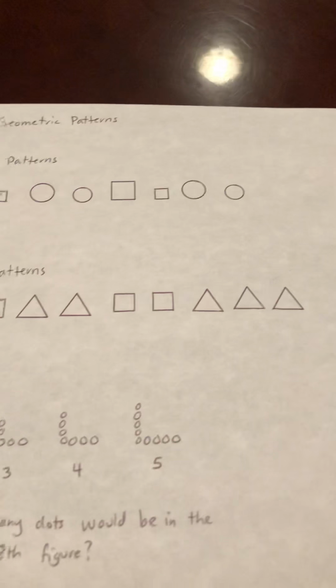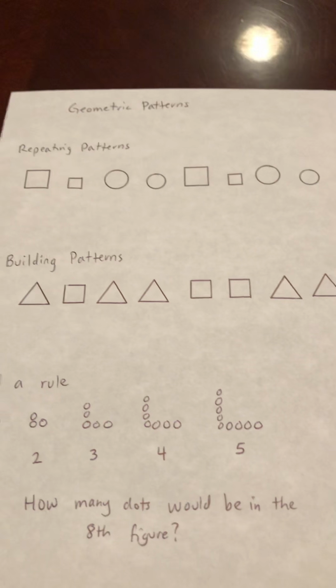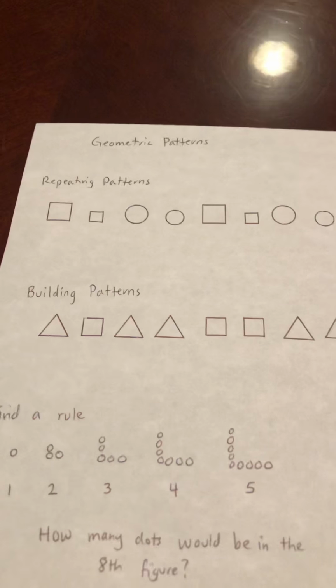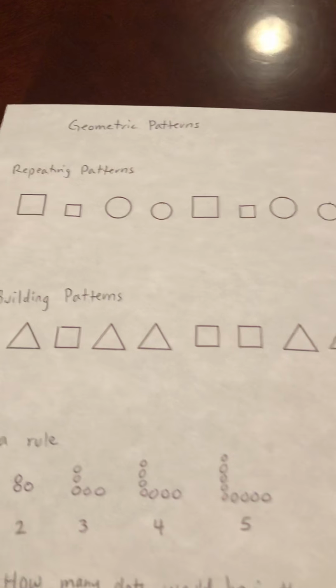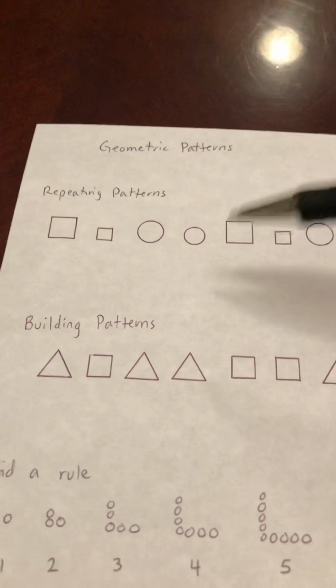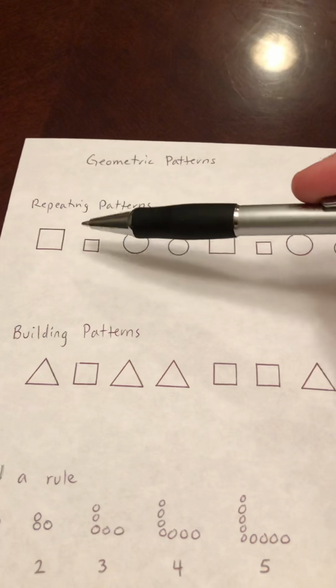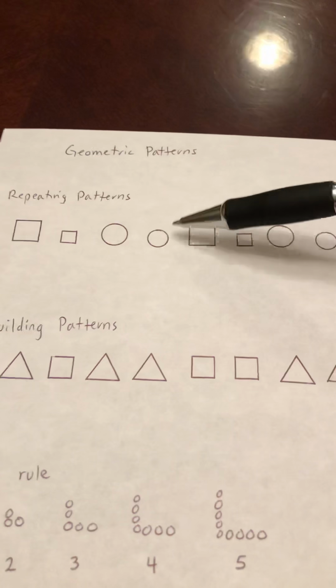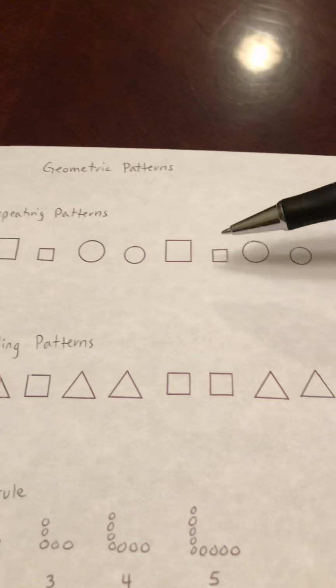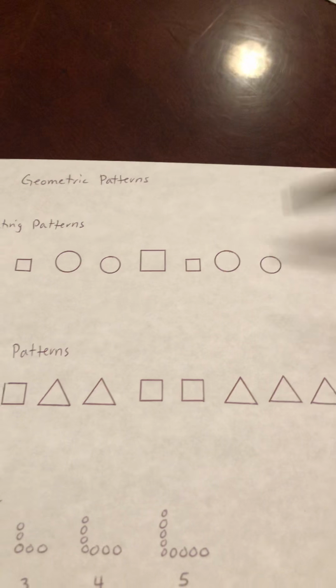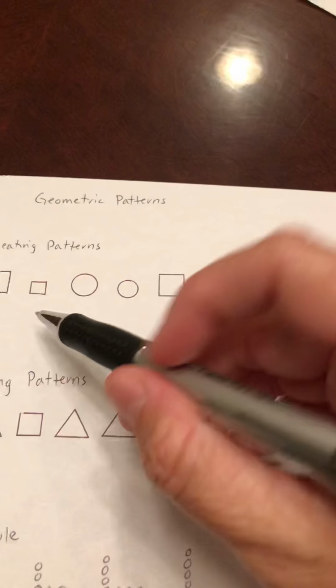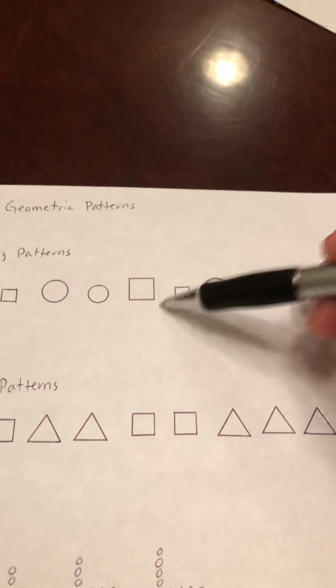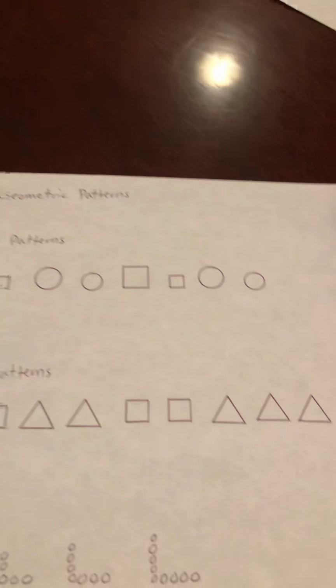All right, the next thing we're going to get into is geometric patterns, looking at basically three different types of problems. One would be a pattern that repeats itself. So large square, large circle, small circle, large square, small square, large circle, small circle. So this pattern is going to repeat. So I've got two and two and two and two of different sizes repeating from the square to the circle.